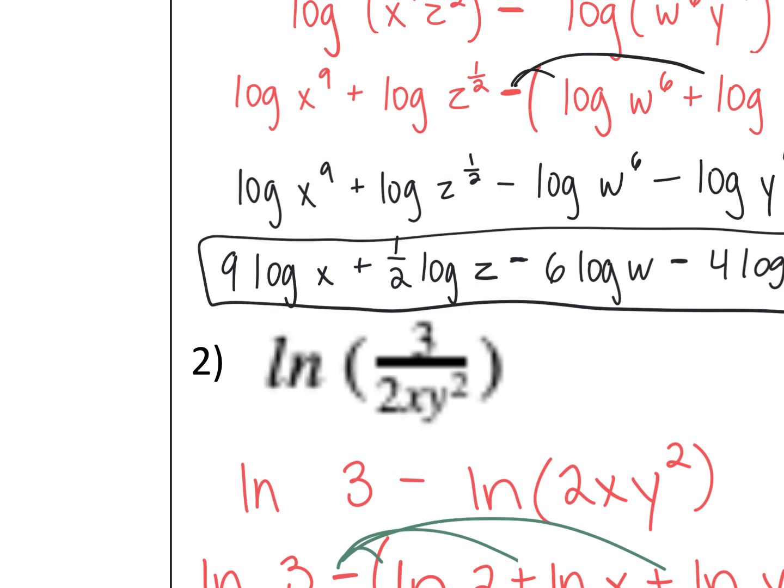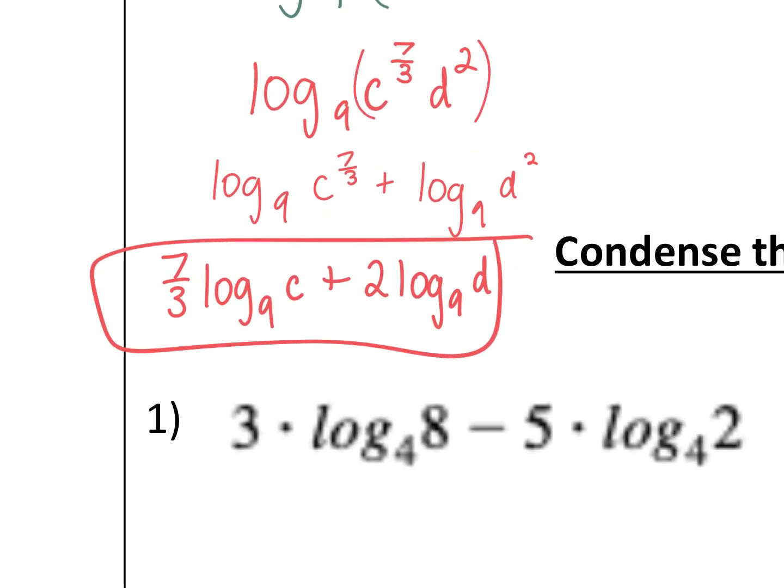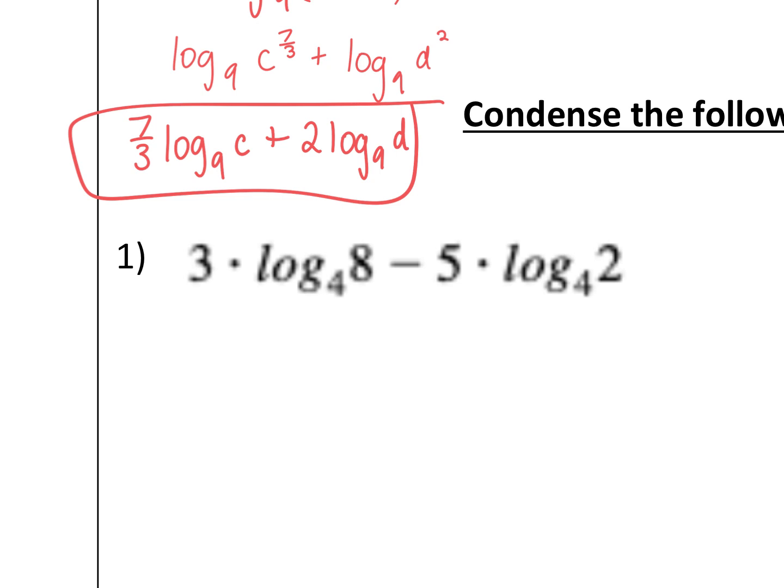Exponents, and they went to the front, okay? Every single problem that we did, our very last step was to move the exponents to the front when we expanded. Condensing is the completely inverse process of expanding. So if moving the powers to the front was the last step with expanding, when do you think that step comes with condensing? First, and instead of moving the powers to the front, we move them to the back, okay?